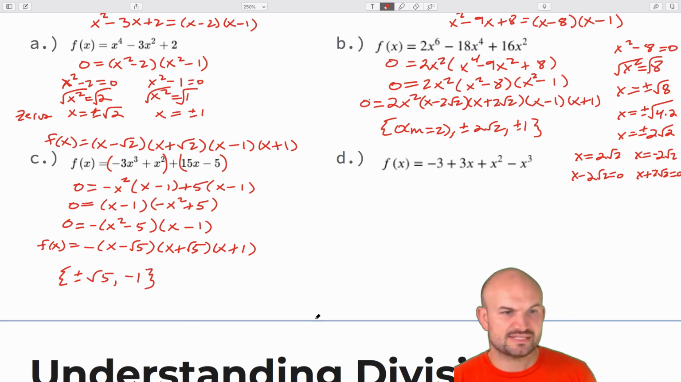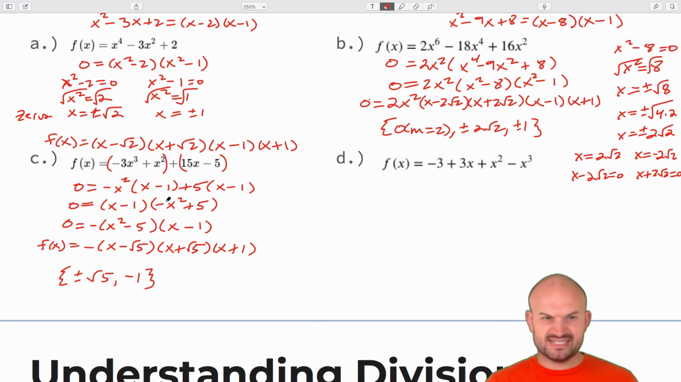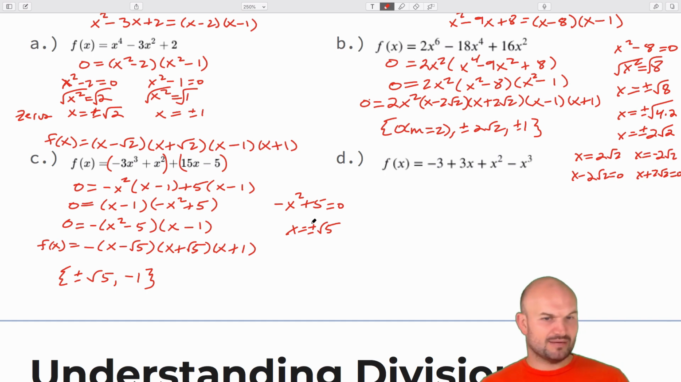Now, the reason why I bring this up is because once you have it at this point, you could set these both equal to 0, right? And if you set negative x squared plus 5 equal to 0, again, you're going to subtract 5, divide by negative 1. You're going to get x equals plus or minus the square root of 5. The problem comes in is when you write this as a linear factorization, you're going to have this factor, that factor, and you already have that factor. But you got to be careful to understand that there's that negative there.